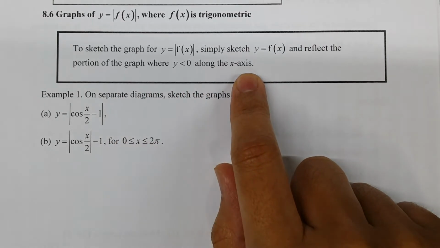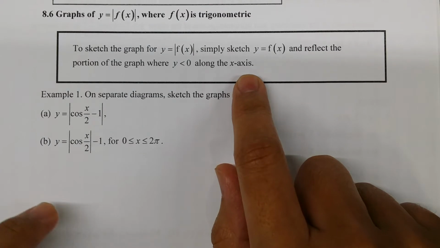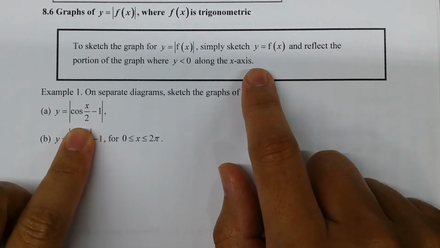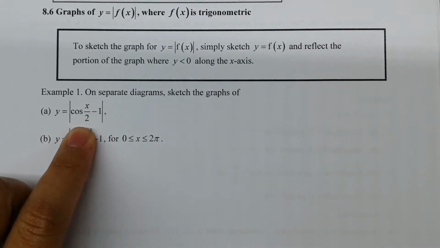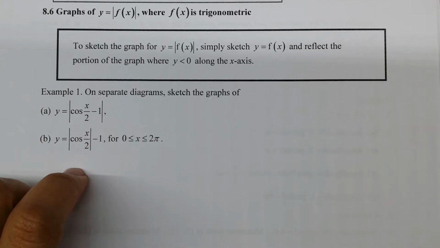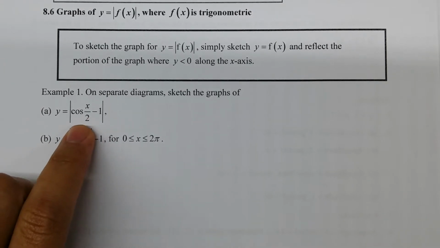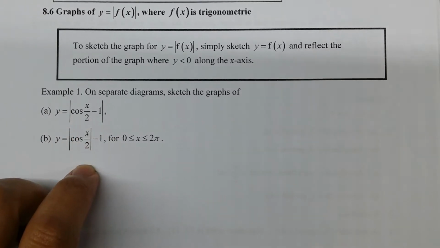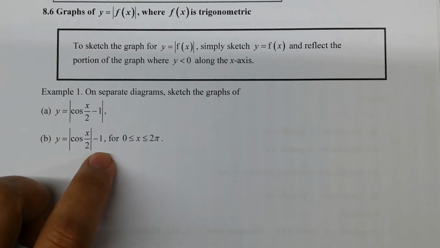Simply, it is the same as what I mentioned earlier. So the only difficulty now is that we are dealing with a trigonometric function. We chose these two questions for good reason. One is modulus of cosine x over 2 minus 1. The other one, the modulus is only applied to cosine x over 2. The minus 1 is outside.